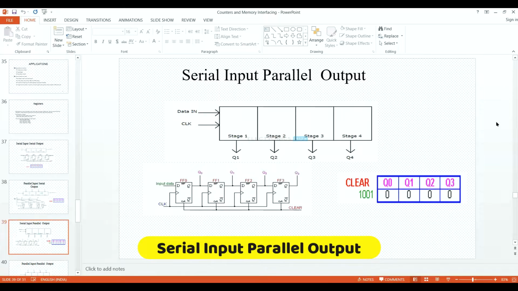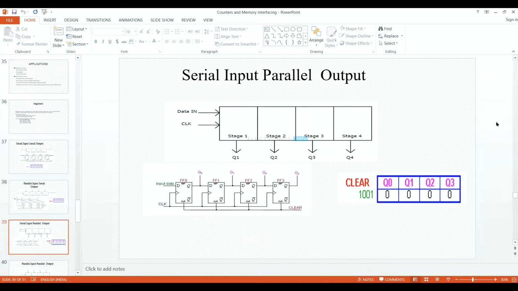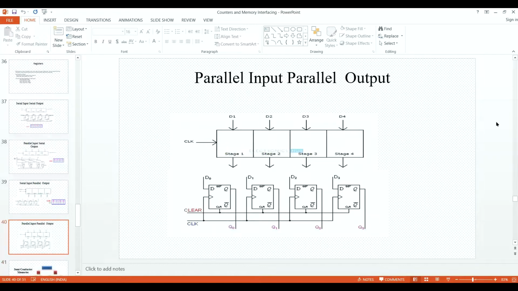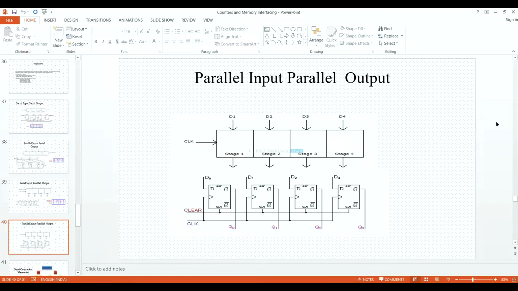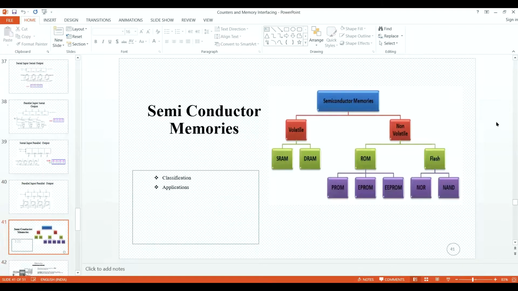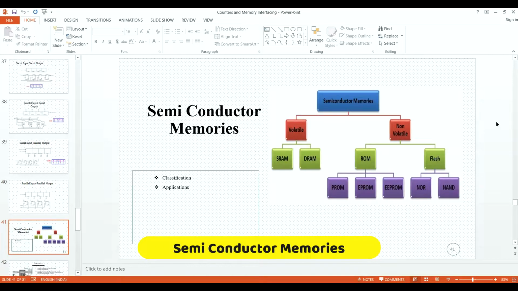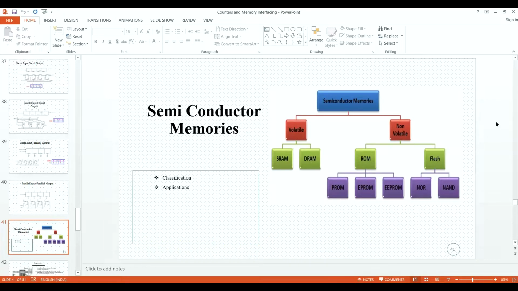So Q0, Q1, Q2, Q3, if it's 4-bit, and if it is more, the number of flip-flops can be increased. This is parallel input, parallel output. I already told you that the clear signal is given to every flip-flop in a synchronized way. So a single pulse can clear all the data, and you are using D flip-flops. I hope this is clear. I go a little bit fast in this shift register because we already discussed all this in a previous video.